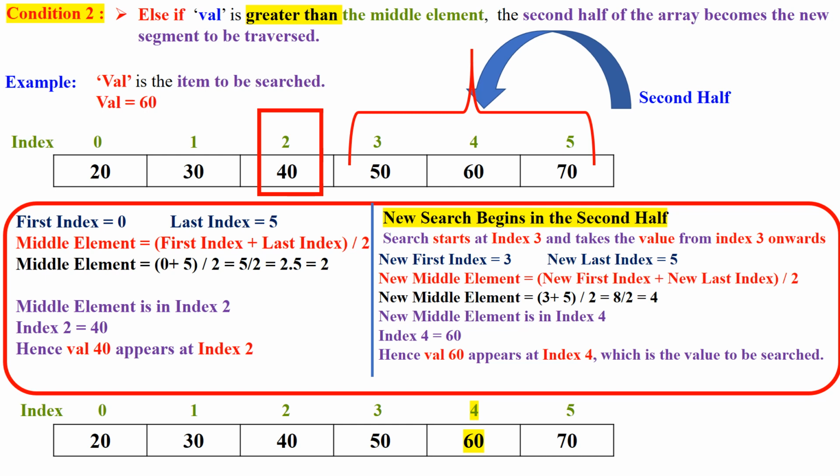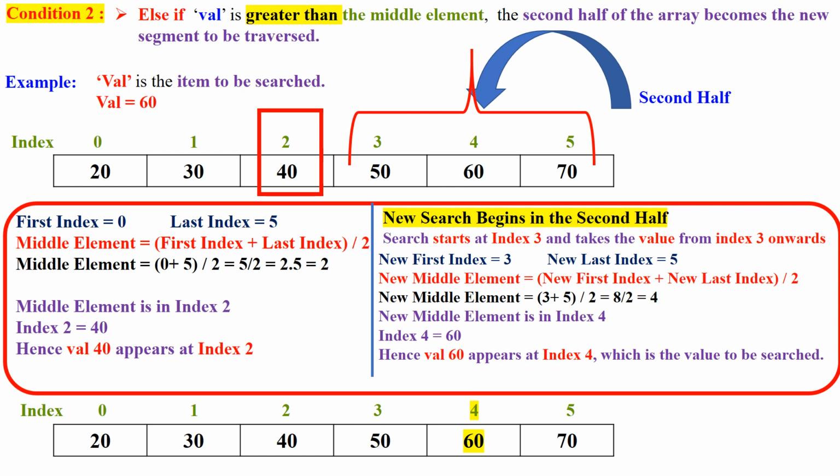Value 40 is not the value to be searched. The value to be searched 60 is greater than the middle element 40. Hence we move right side to the second half of the array. Now look at the calculations on the right side of the middle red box. New search begins in the second half. Search starts at index 3 and takes the value from index 3 onwards.